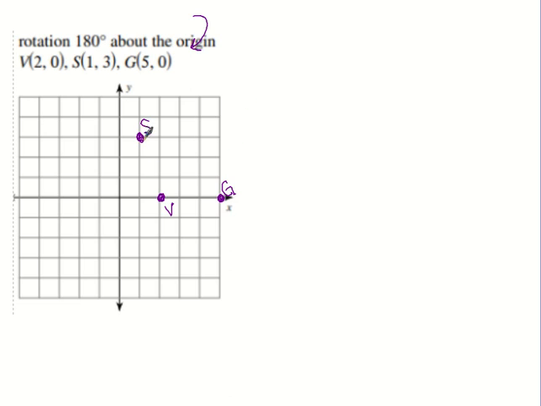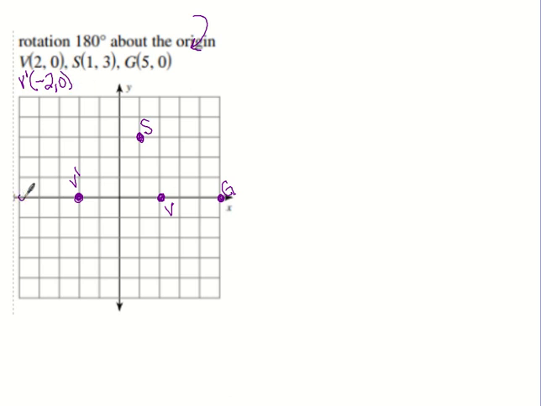So S needs to move 2 quadrants. Again, like I said, it doesn't matter which direction. Look, clockwise, 1, 2. Counterclockwise, 1, 2. Okay? And same with V. If it's here, I'm going to go 1, 2. But it doesn't matter if I go this way, 1, 2. Okay? So that's why clockwise and counterclockwise does not matter for 180. So V prime is right here at negative 2, 0.